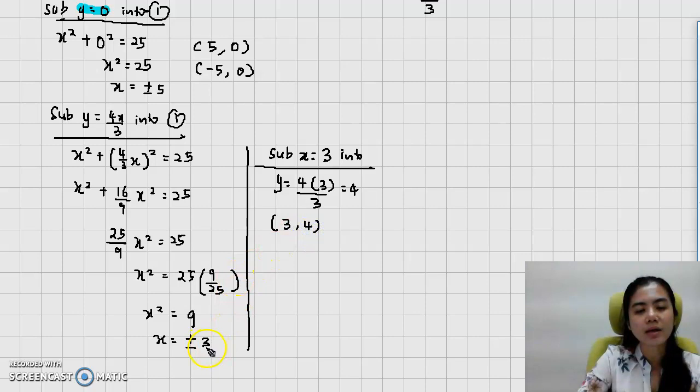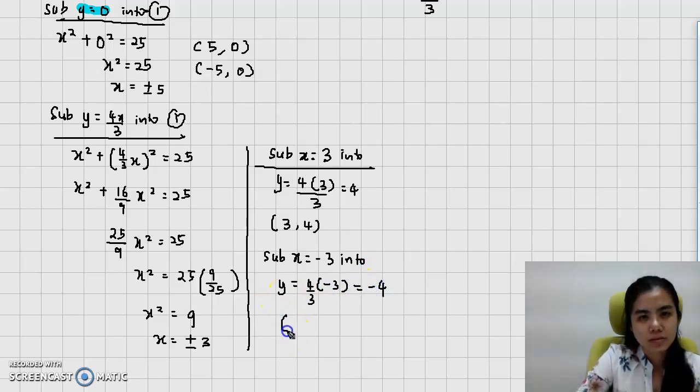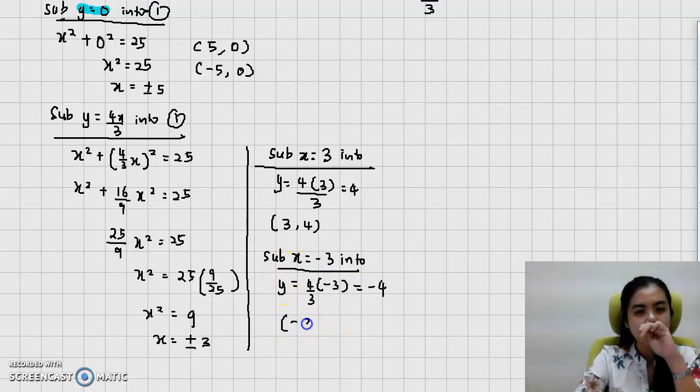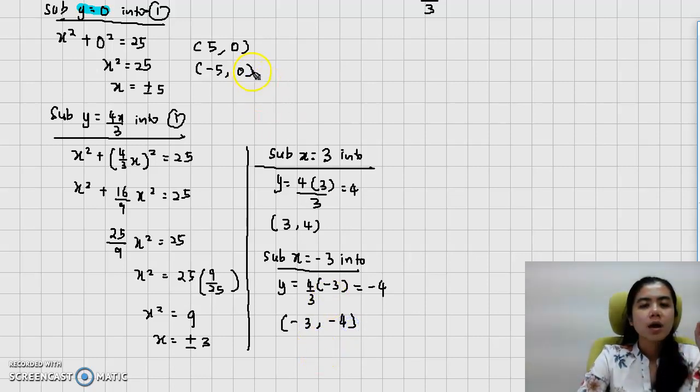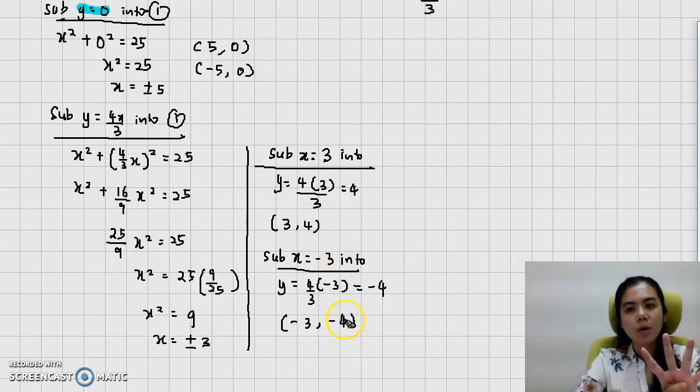And then we have negative 3. Substitute x as negative 3 into this one again. So you have y equal to 4 over 3 multiplied by x, which is minus 3, so we have minus 4. Now our second critical point for this case is negative 3, negative 4. So just now, in the previous case, we already have two critical points, and in this case we have another two critical points. Total, we have 4 critical points.